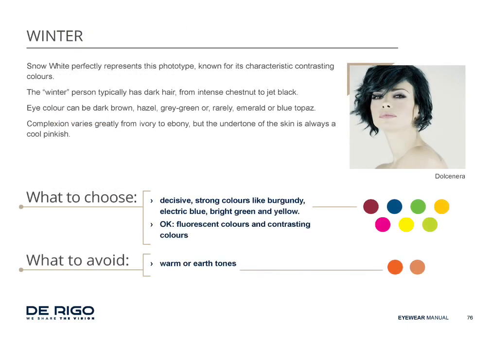Winter. Snow White perfectly represents this phototype, known for its characteristic contrasting colors. The winter person typically has dark hair, from intense chestnut to jet black. Eye color can be dark brown, hazel, gray-green, or rarely, emerald or blue topaz. Complexion varies greatly from ivory to ebony, but the undertone of the skin is always a cool pinkish. A winter person should choose decisive, strong colors like burgundy, electric blue, bright green and yellow. Fluorescent colors and contrasting colors would be okay. They should avoid warm or earth tones.